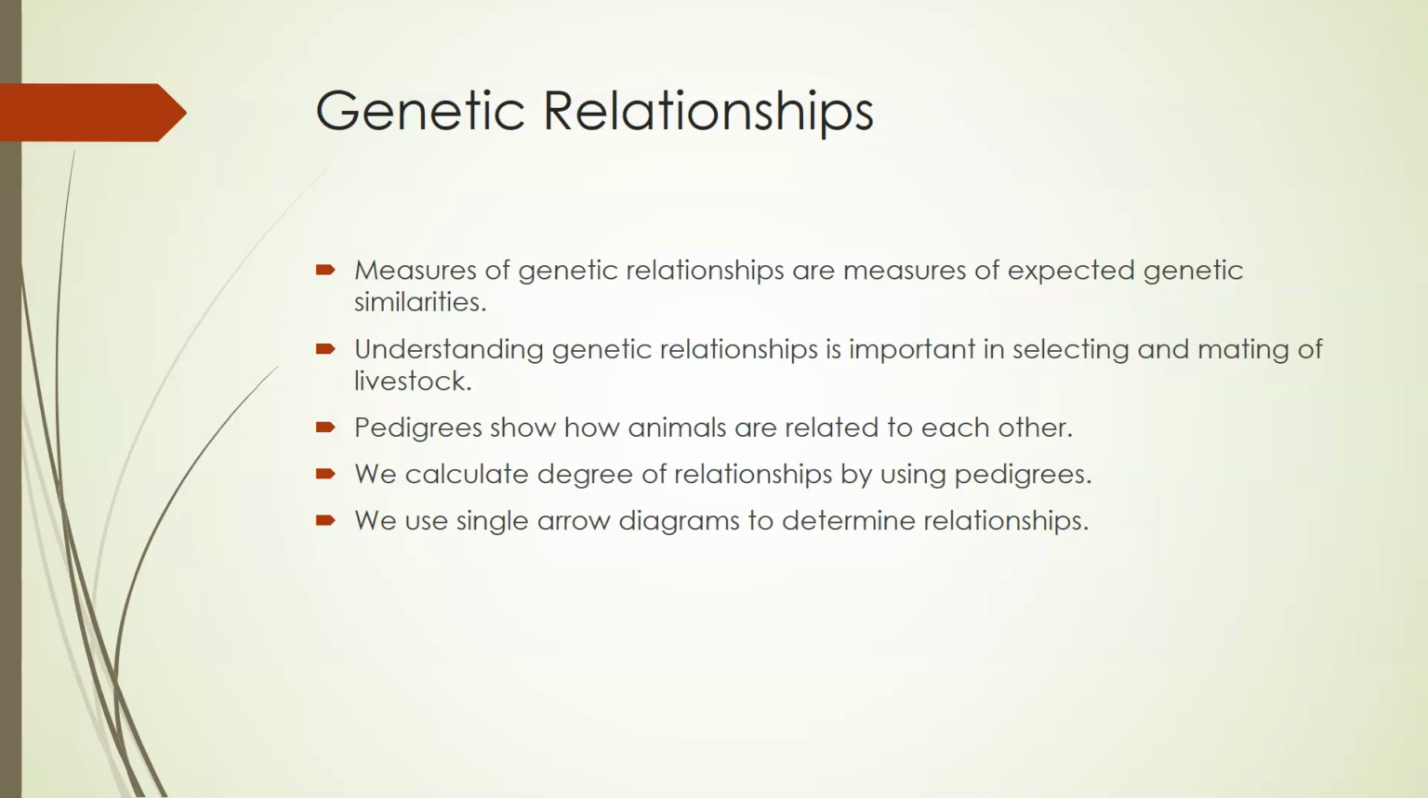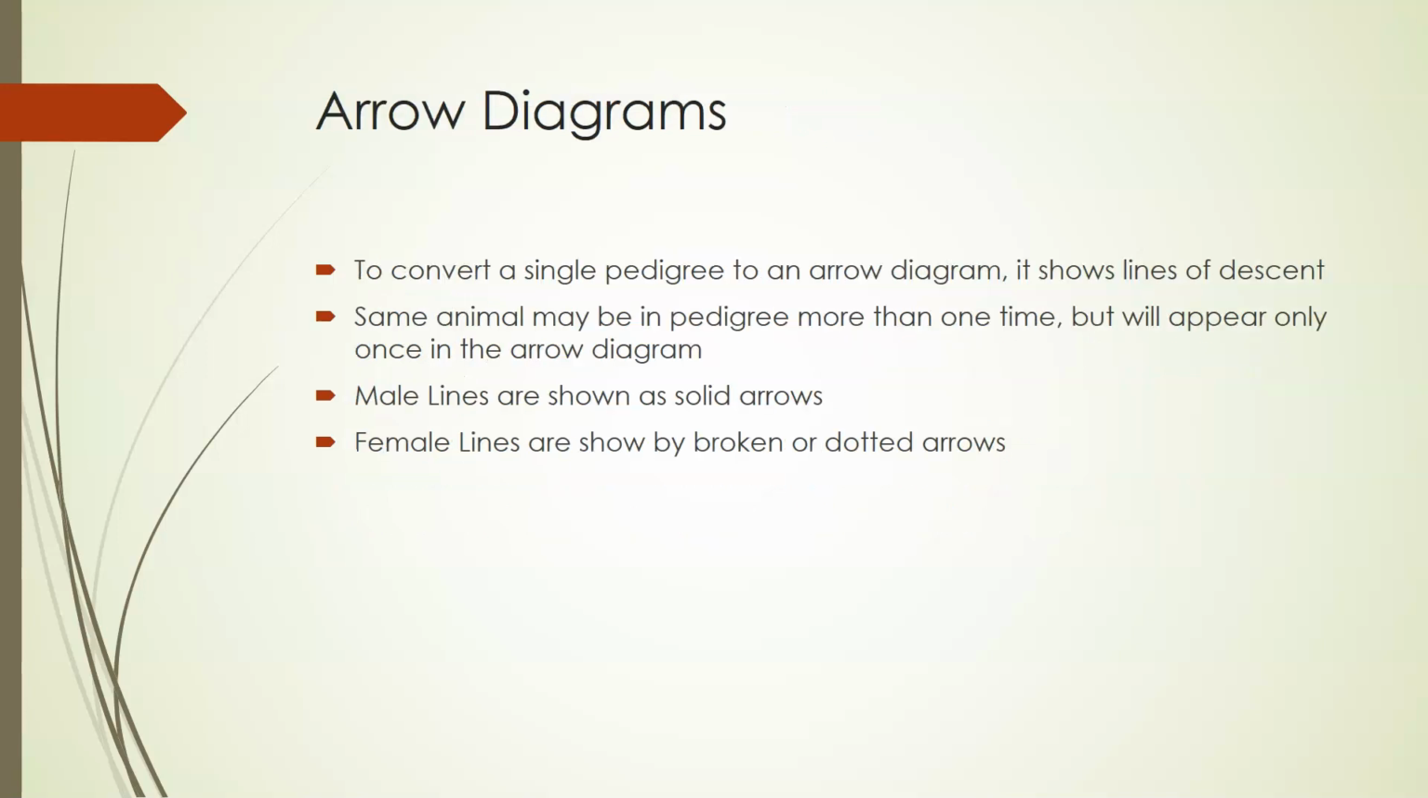A lot of times, and I don't have a picture here, these pedigrees are listed out in a simple way. The top side refers to the sire, and the bottom side refers to the dam. These pedigrees are really common in the way that they're expressed, but in this class, we actually use what we call a single arrow diagram to determine relationships. I'll show you in the next couple of slides. Basically, we take a pedigree and convert it to an arrow diagram, which shows lines of descent. It makes it a little easier to see who came out of what and so on and so forth.